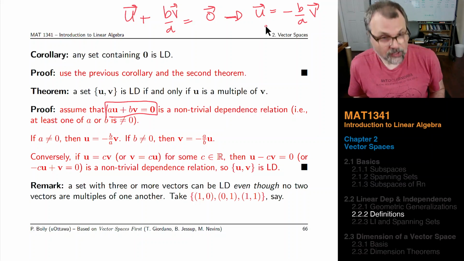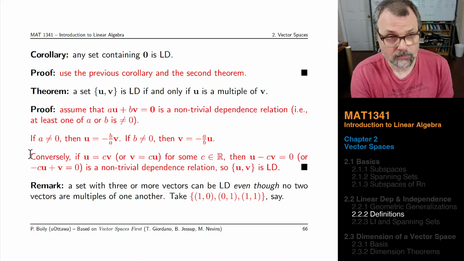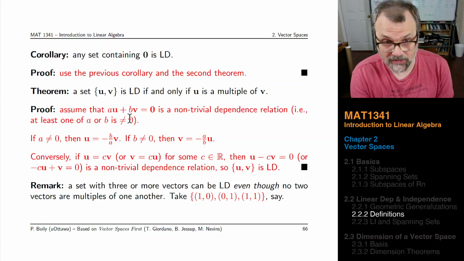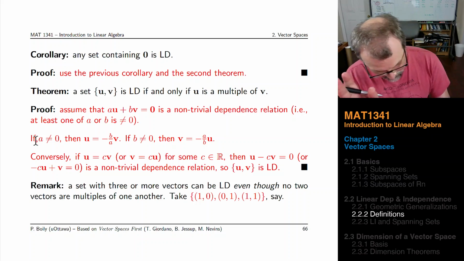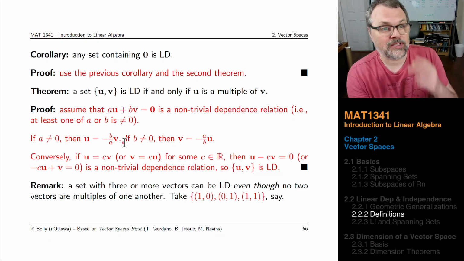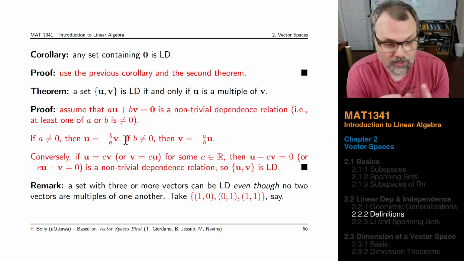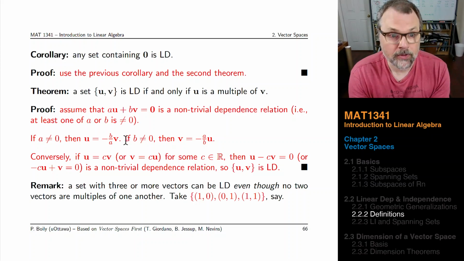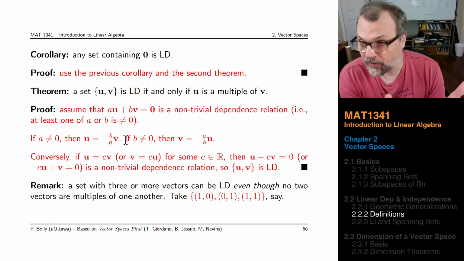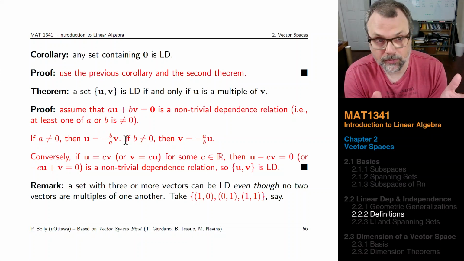You say, well, okay, you told us, assume that A is not equal to 0, because at least one of those had to be different from 0. But what if A was equal to 0? If A is equal to 0, then I can't do that. But if A is equal to 0, I know that B cannot be equal to 0, because otherwise A and B would both be equal to 0, and that wouldn't be a non-trivial dependent solution anymore. That would be the trivial solution.